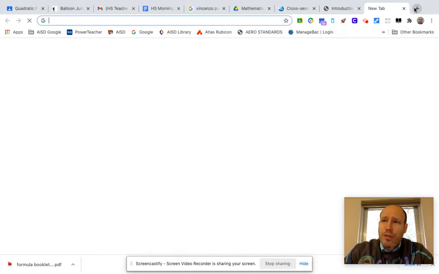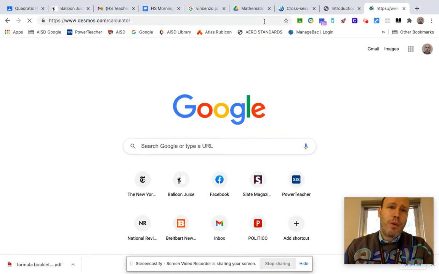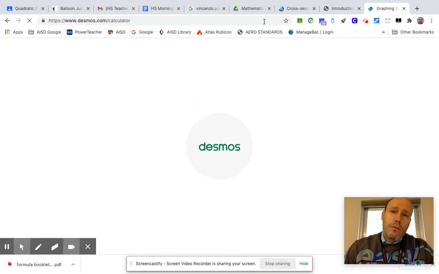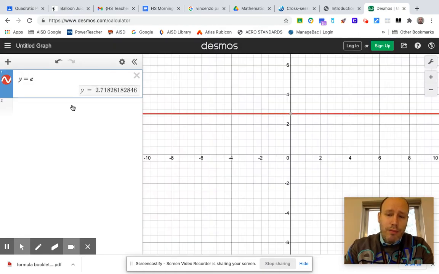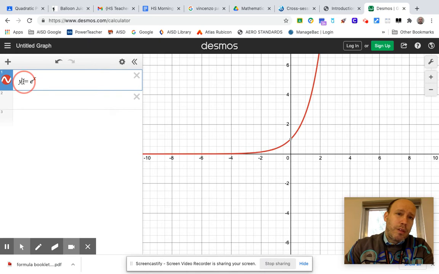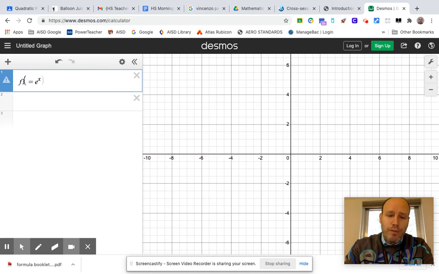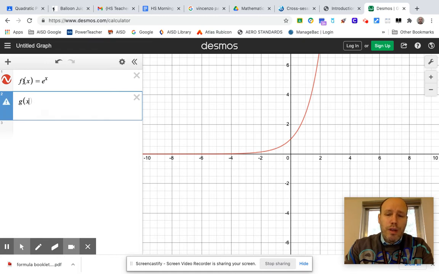So let's just see this for a second. Let's go to Desmos and take a look at this. So we're at Desmos. And the idea is you have y equals e raised to the x. And I'm sorry, let's make that f so I can substitute values in there. And then let's call this next polynomial g of x.